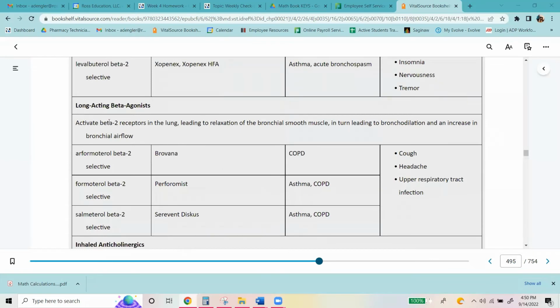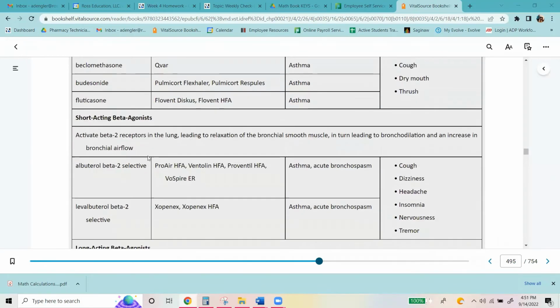For long-acting beta agonists, they activate beta-2 receptors in the lung, leading to relaxation of the bronchial smooth muscle, in turn leading to bronchodilation and an increase in bronchial airflow. So we have Brovana, Perforomist, and Serevent Diskus. So these medications should be used all the time, no matter how they're feeling.